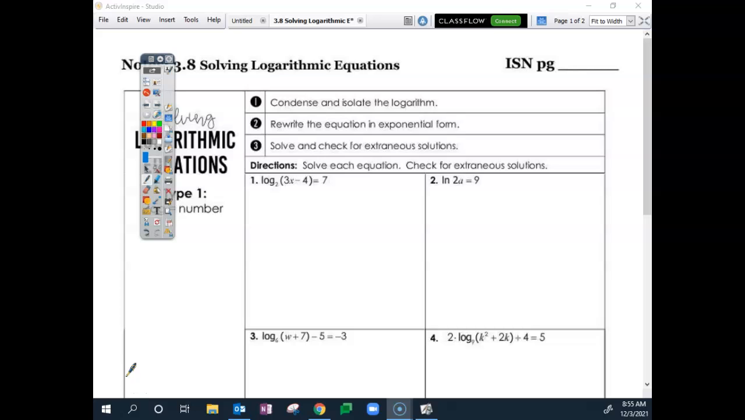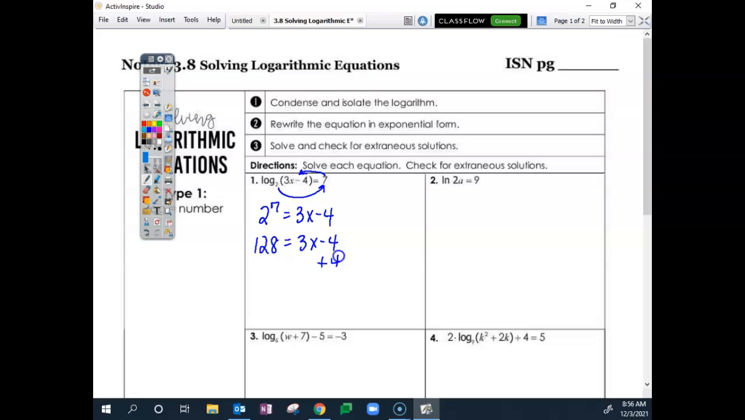Okay. So, the first thing we're going to do is, yesterday we solved exponential equations. Today we're going to solve log equations. So, to solve a log equation, you have to get rid of the log. The only way we know how to do that is to put it in exponential form. So if I do that, I get 2 to the 7th power equals this. So for 2 to the 7th power, I get 128.